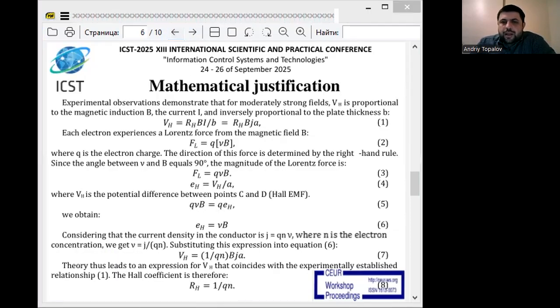Next slide, the mathematical justification. The following set of formulas explains the relationships in Hall effect dependencies. These formulas include the Lorentz force, Hall coefficient, charge, current, and other parameters.